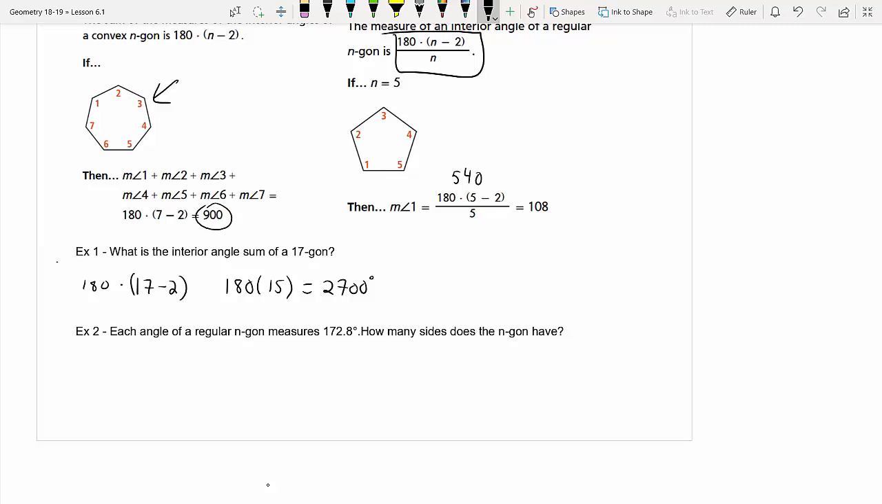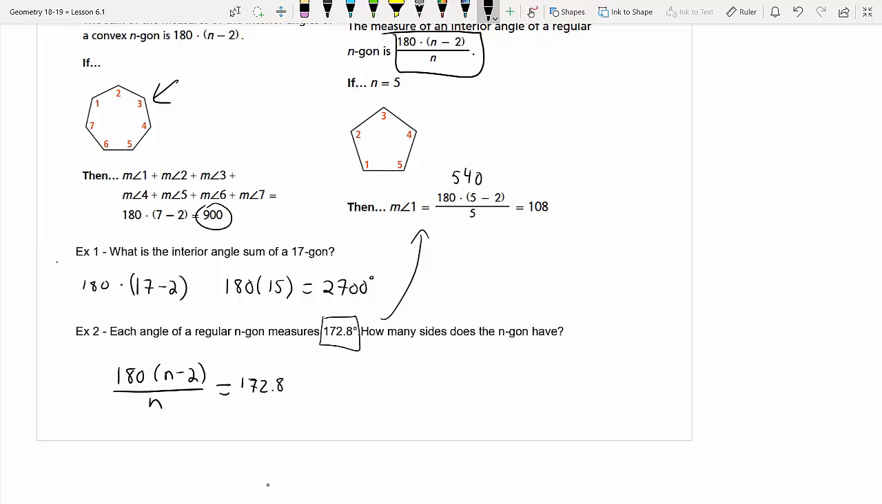Now, our second example is a little bit trickier. So they want us to find how many sides a figure has based on one angle measure. So we're going to end up using this formula up here. We're going to do 180 times n minus 2 divided by n. We don't know how many sides, so n will stay as is, and that's going to equal 172.8.